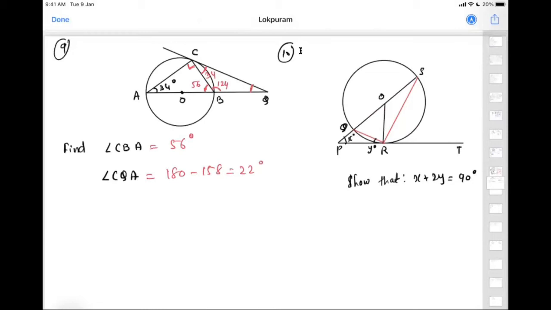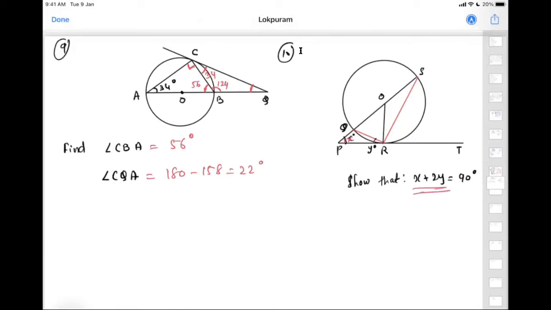In the given figure, PT touches a circle with center O at R. RQ is a diameter. SQ, the diameter when produced, meets PT at P. If angle SPR is X, this is X degree, and this is Y degree, we have to prove X plus 2Y is equal to 90.